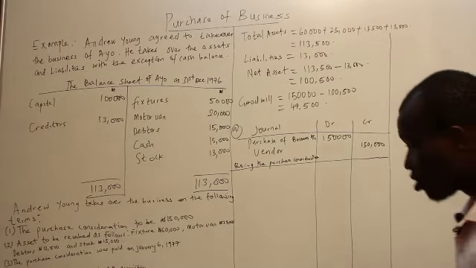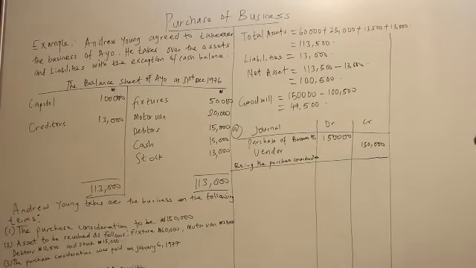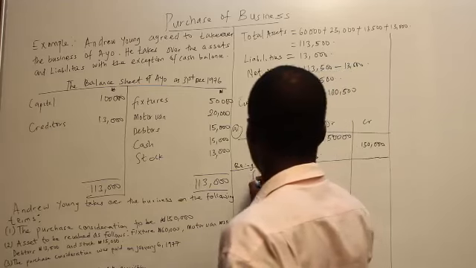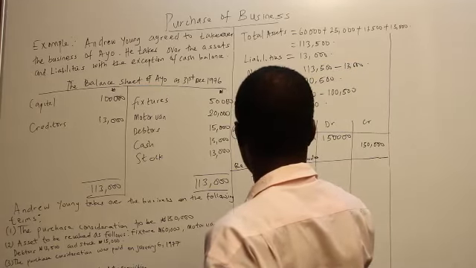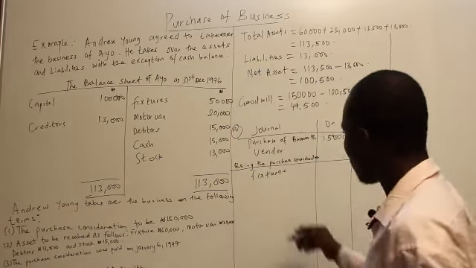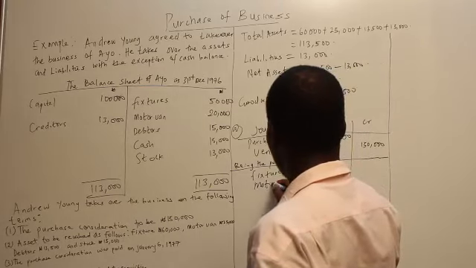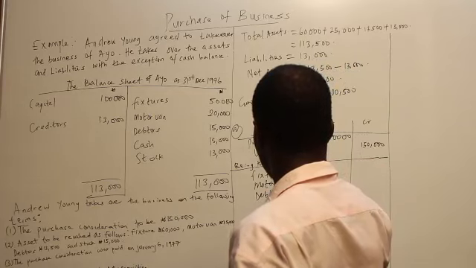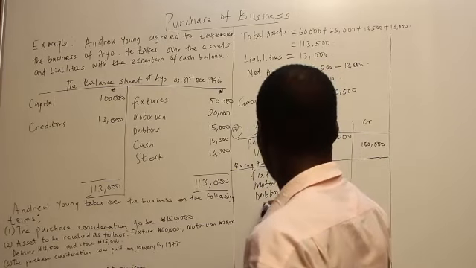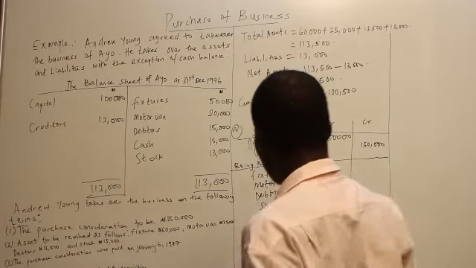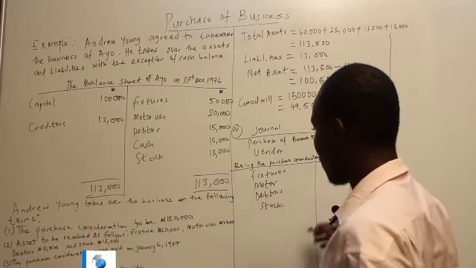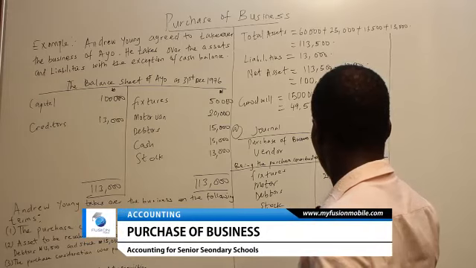Now the next thing is to consider all of the assets taken over. So what are we going to do? For assets taken over, we debit assets taken over and credit purchase consideration. So what are the assets taken over? It took over fixtures, and I'm going to debit that. It took over the motor van, and it also took over the debtors and stock in the period. So we have 60,000 and we have 25,000 there.